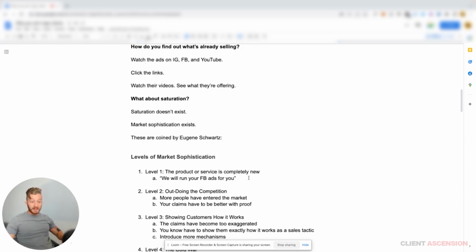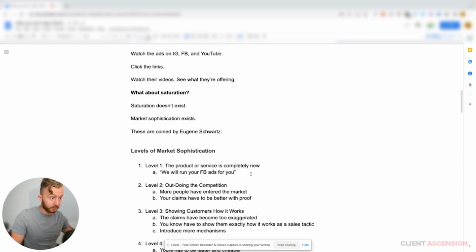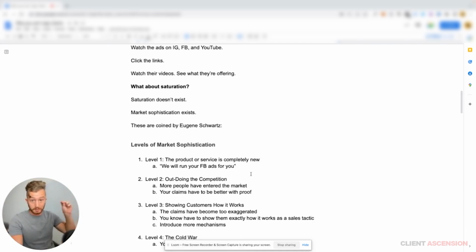In 2011, that was a huge thing, right? You could just say that and it would work. People would buy it from you. Level 2 is outdoing the competition, which means more people are coming into the market and your claims have to be better with proof. Also, we'll make you this much money with your ads. Oh, we'll make you this much money with your ads. It starts going and going and going. All these competitors start trying to outdo each other with the claims, right?